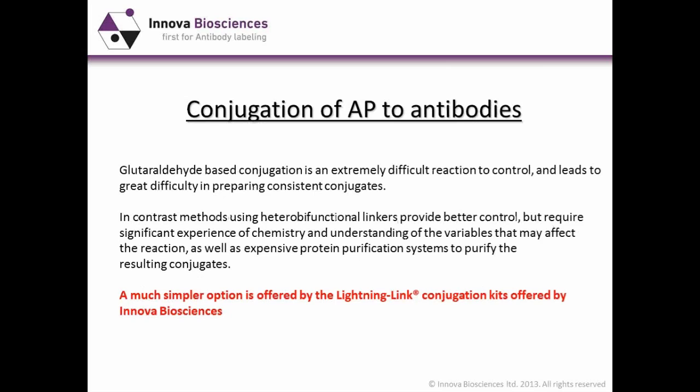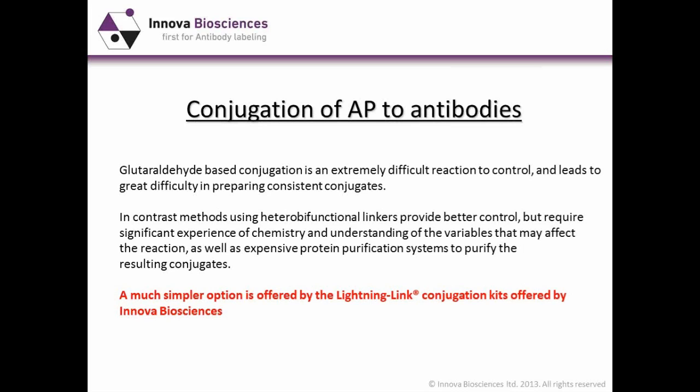Glutaraldehyde-based conjugation of AP to antibodies is actually an extremely difficult reaction to control. You simply end up cross-linking alkaline phosphatase to antibodies in an uncontrolled manner, and the biggest difficulty is in preparing consistent conjugates from batch to batch. In contrast, methods that use the heterobifunctional cross-linkers, the SBDP and SMCC, do provide better control. However, these do require significant experience of chemistry and an understanding of the variables that might affect those reactions, as well as expensive protein purification systems to purify the resulting conjugates.